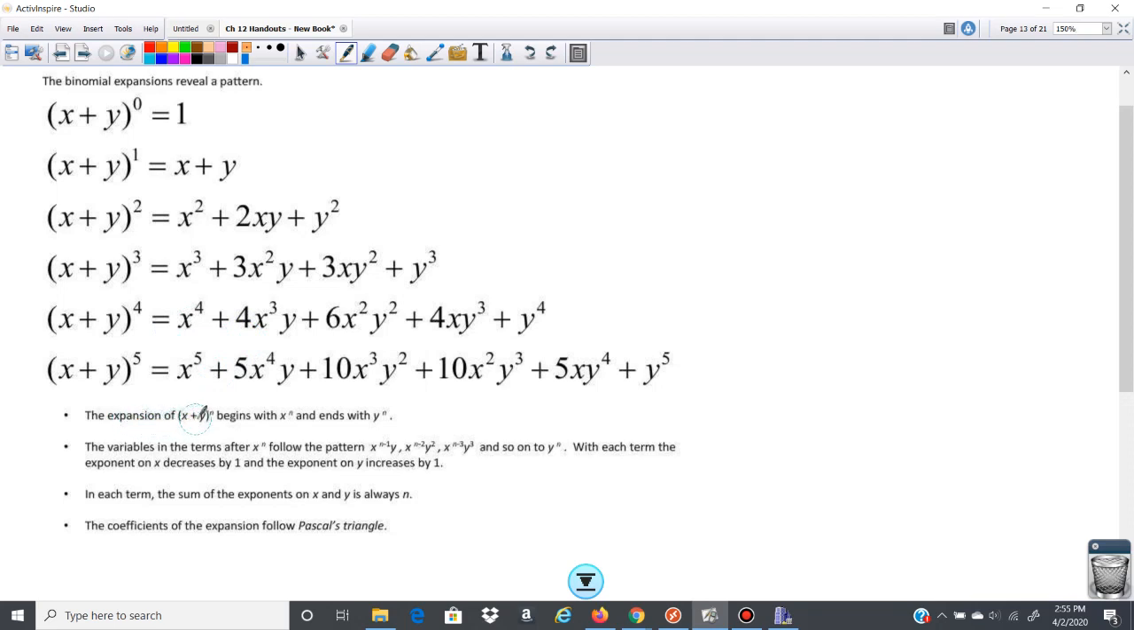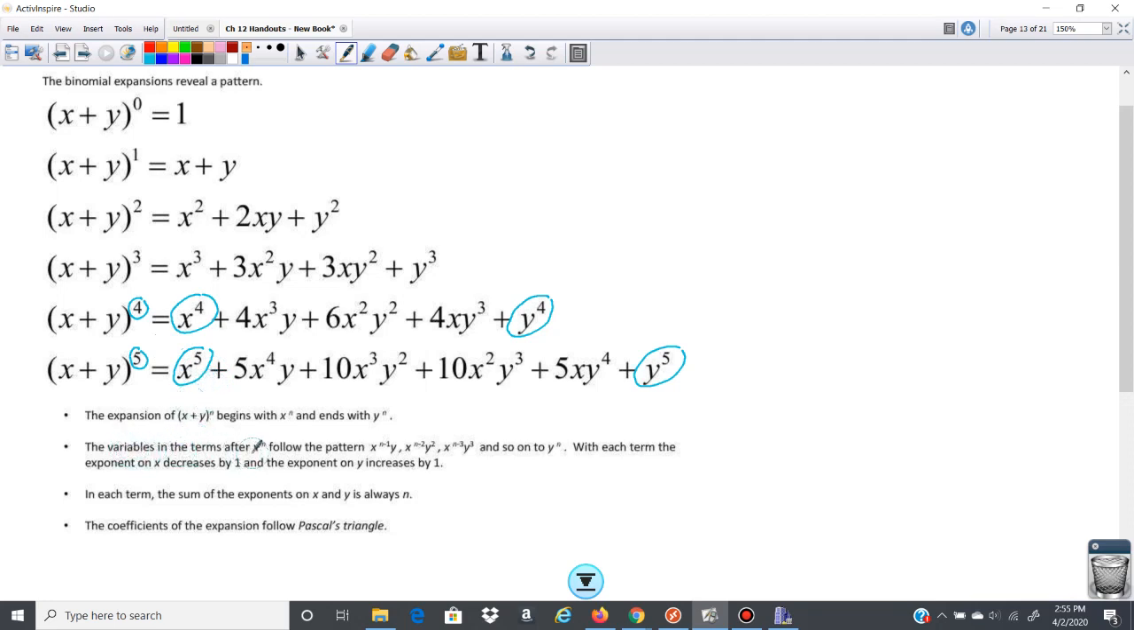So if I look at my expansion, I just want you guys to look at the 4th and 5th expansions. Your first term is going to begin with x to that power. So if I look here, I'm beginning with an x to the 4th, and then I'm ending with a y to the 4th. And these are expanded to the 4th power. But when I'm expanding to the 5th power, I start with an x to the 5th, and I end with a y to the 5th. So my first term to my exponent, my second term to my exponent. Okay, all of your binomial expansions will follow that pattern.